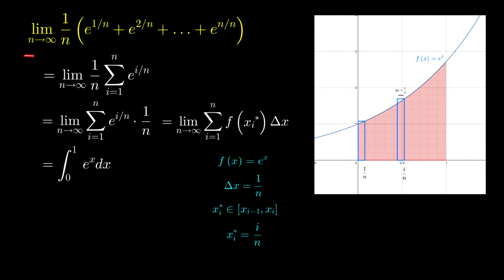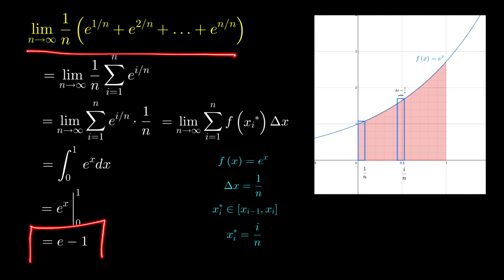Therefore, we can find the limit of this by evaluating this integral here. An antiderivative of e to the x is just e to the x, evaluated from 0 to 1, and we'll get e to the 1, which is e, minus e to the 0, which is equal to 1. Therefore, this limit here is equal to e minus 1.